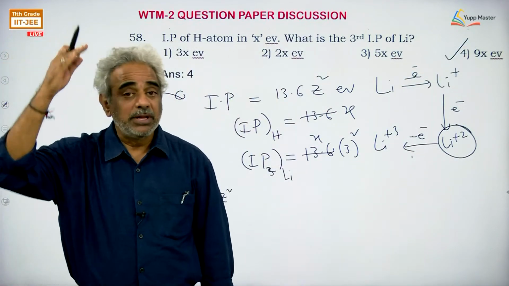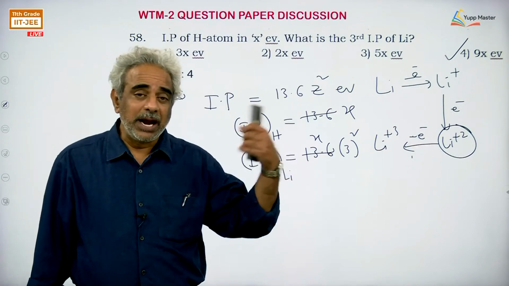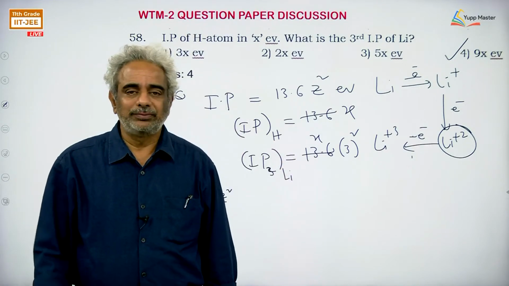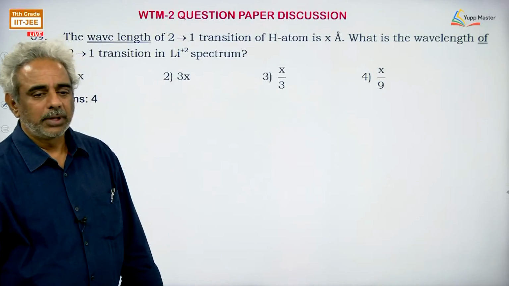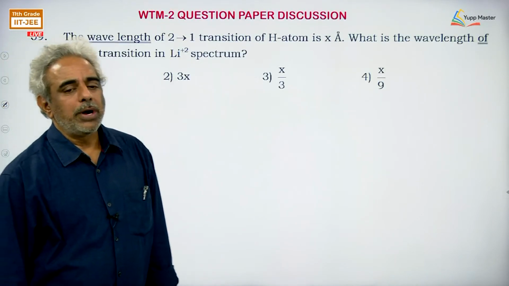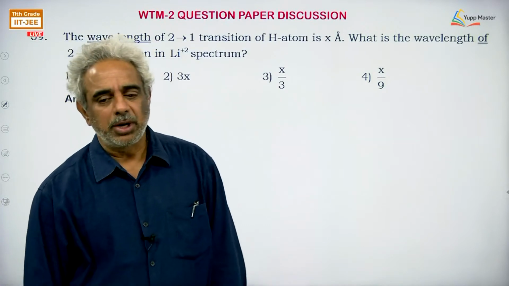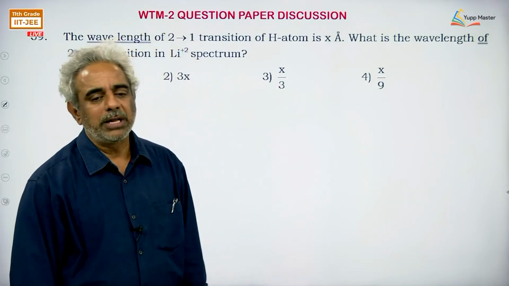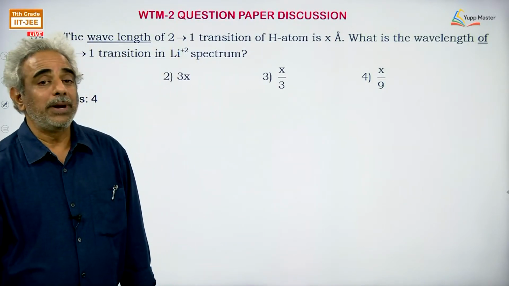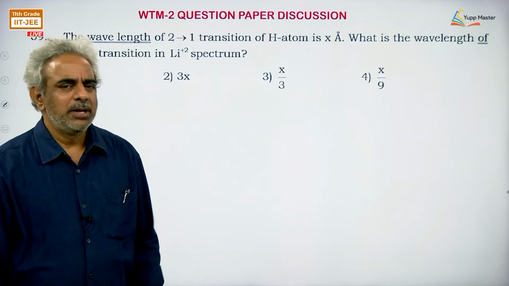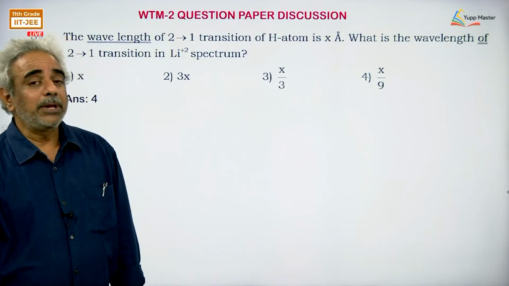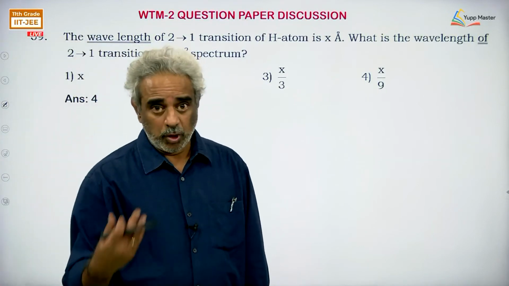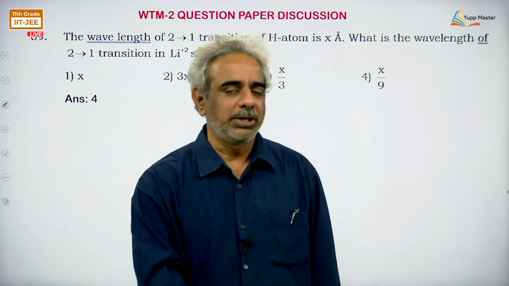Ionization potential of lithium plus 2 is 9 times more than that of hydrogen because of Z square. The wavelength of 2 to 1 transition in H atom is X angstroms. What is the wavelength of 2 to 1 transition in lithium plus 2? Simple logic. Just don't do any calculation, try to work out. Lithium plus 2 transition will be more energetic transition or less energetic transition?